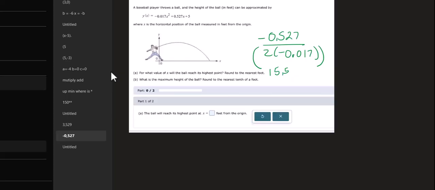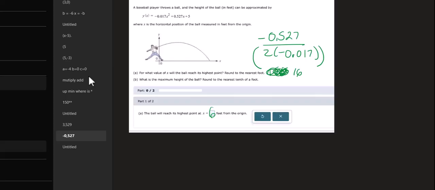Exactly 15.5. Yeah, 15.5. I guess I'd round that up to 16. So that's the value of x. And then the maximum height, you would plug that in for x. So the ball will reach its maximum height at x equals 16.